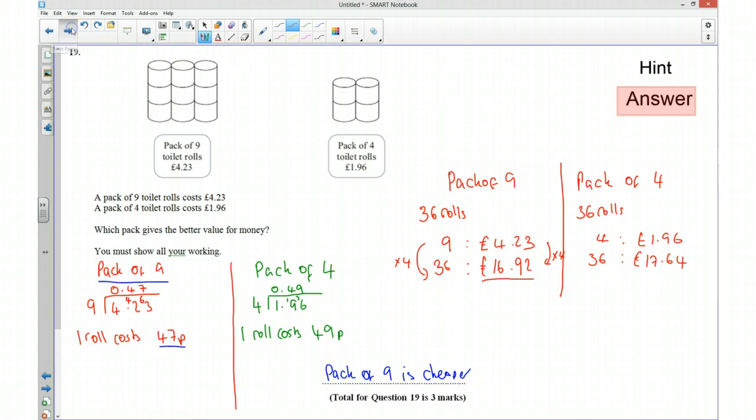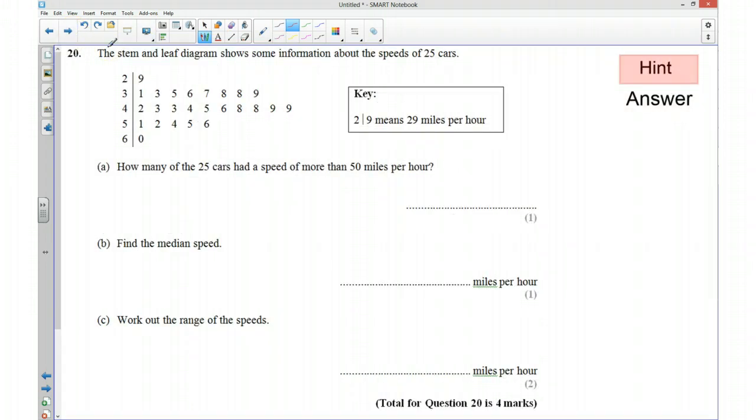Okay, question 20. The stem and leaf diagram shows some information about the speed of 25 cars. How many of the 25 cars had a speed of more than 50 miles per hour? Okay, so we've got a key here, and the 2 and the 9 means that that's 29 miles per hour.